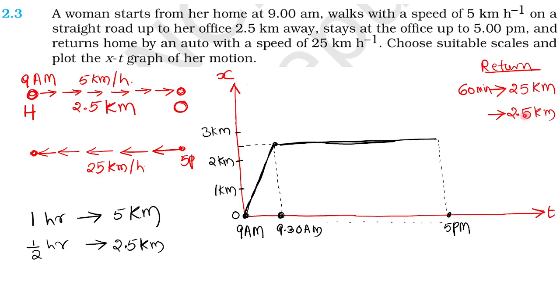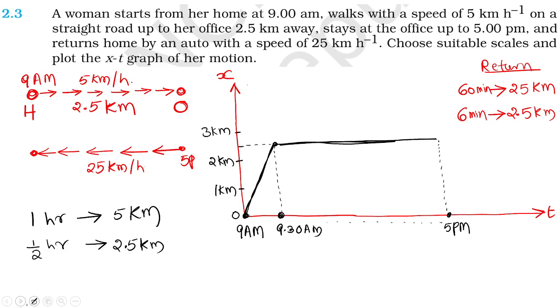So 25 becomes 2.5 by dividing by 10, right? So if I divide the right side by 10, the left side also has to be divided by 10. 60 by 10 will be 6. So for a 2.5 kilometer journey, the auto will spend 6 minutes. What I have done is divide left side and right side by 10. So for the 2.5 kilometer return journey, the auto will spend 6 minutes.